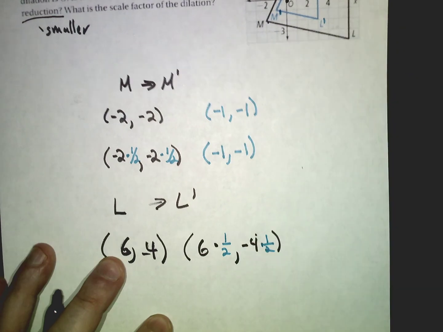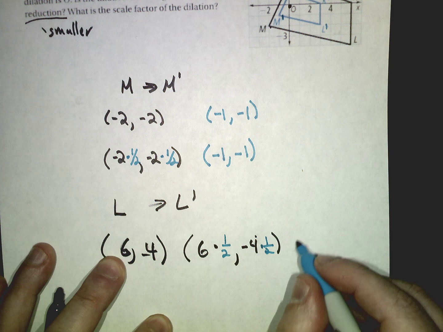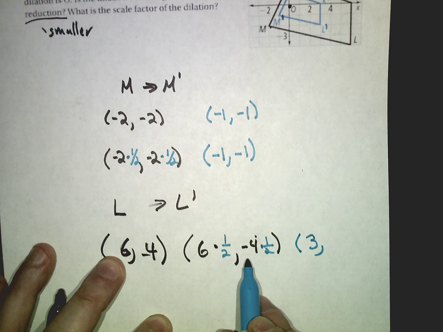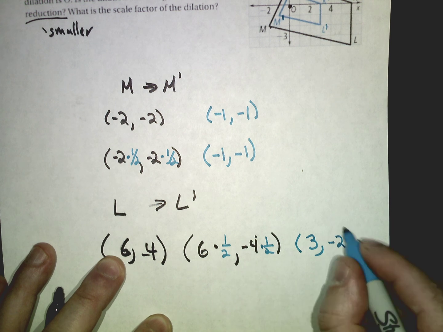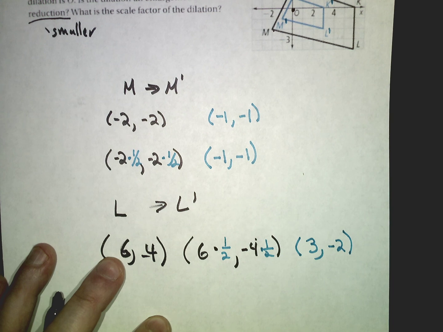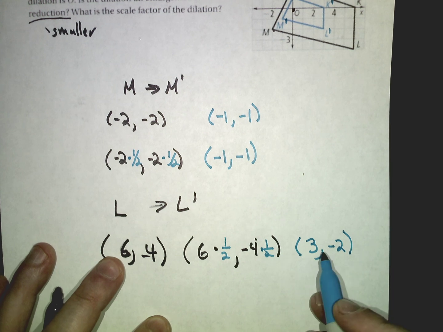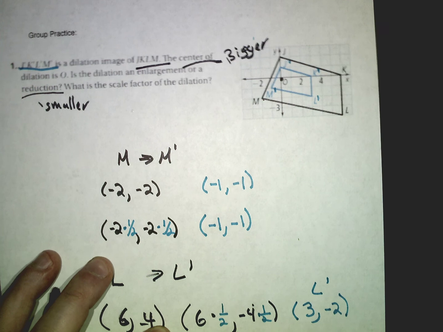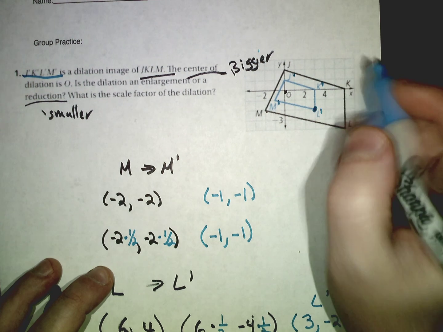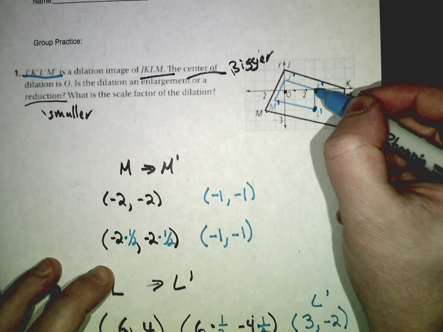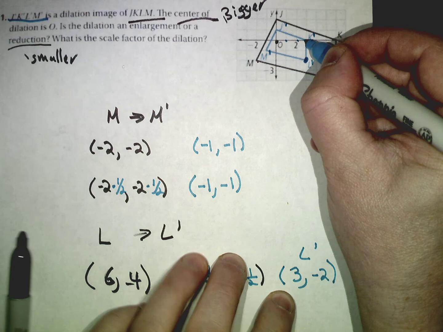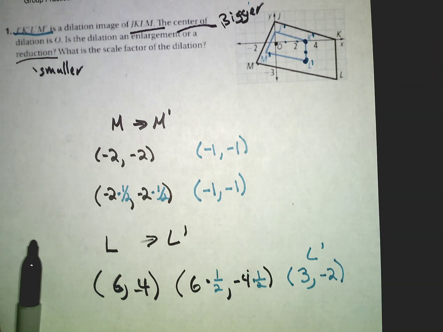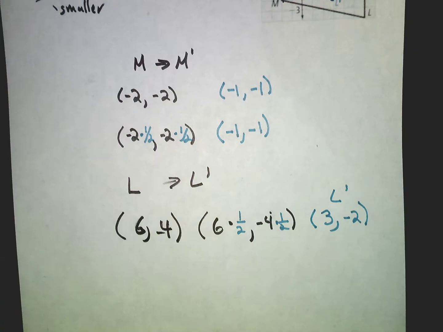All right, let's do this and then check our answers. 6 times 1/2, or 6 divided by 2, is just 3. -4 divided by 2 is -2. Use your calculator if you need. So L prime is 3, -2, and I'm right. L prime is over here. I go 1, 2, 3 over. The x checks out. And I go 1, 2 in the negative direction. That checks out.